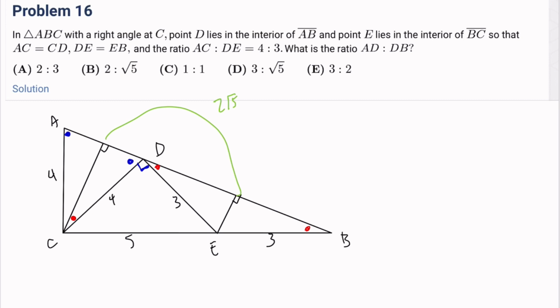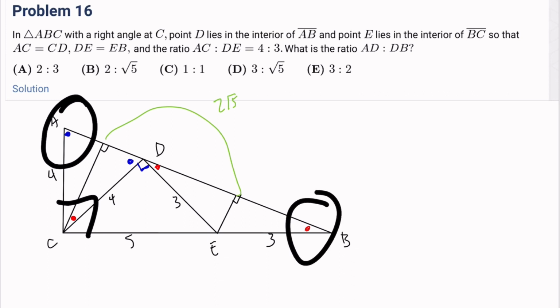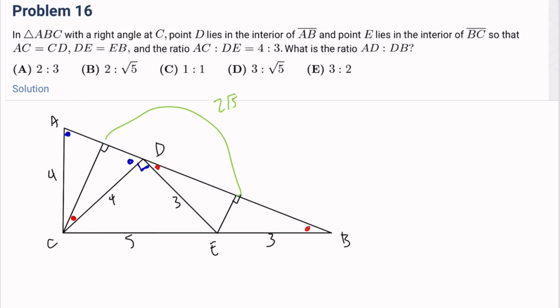Because if you see, this is also a right triangle with one angle right and one angle blue, and the whole thing is also a right triangle with one angle blue, and the other angle has to be red, and so that means this angle is also red. And so by that we can see that this triangle is similar to this triangle, right? Also, since it's similar, the ratio of the lengths is also similar, right? So this is 4 to 8, that means it's 1 to 2.